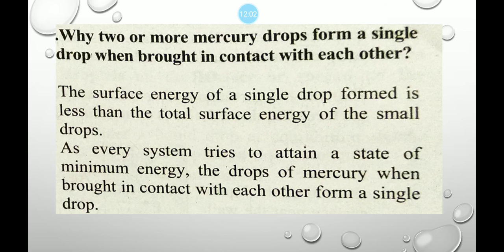Why do two or more mercury drops form a single drop when brought in contact with each other? The surface energy of a single drop is less than the total surface energy of the small drops. As every system tries to attain a state of minimum energy, the drops of mercury, when brought in contact with each other, form a single drop.